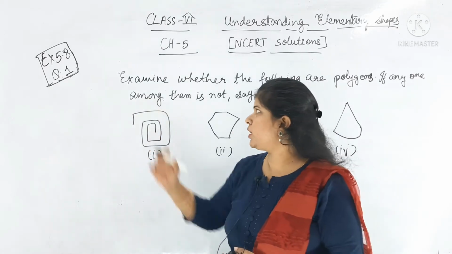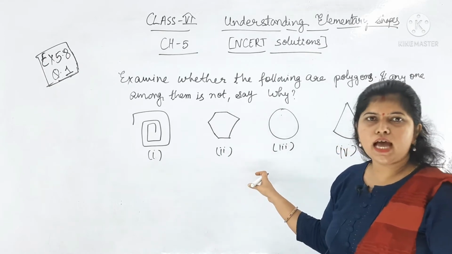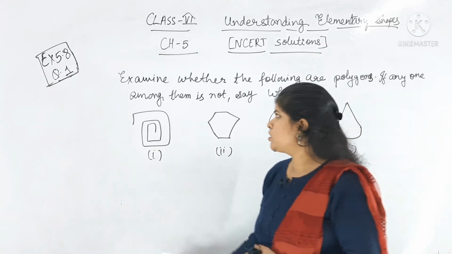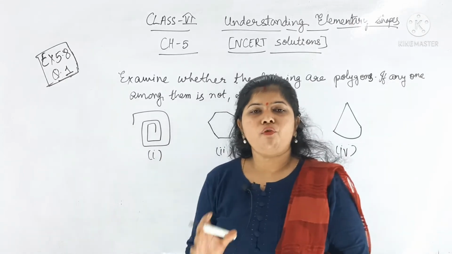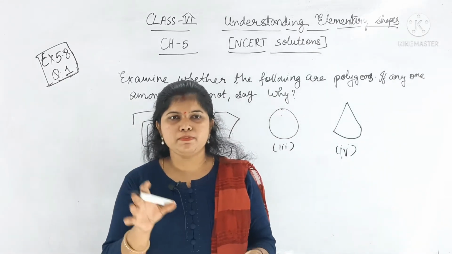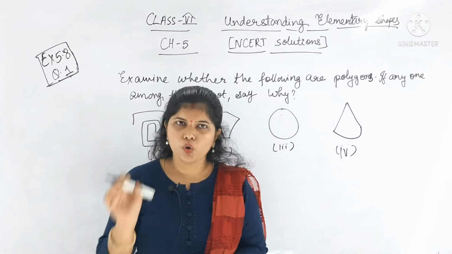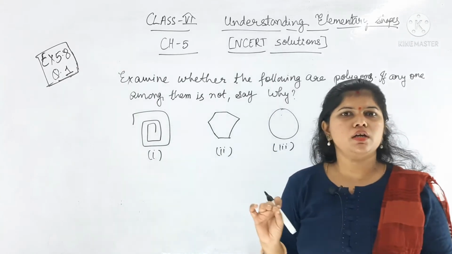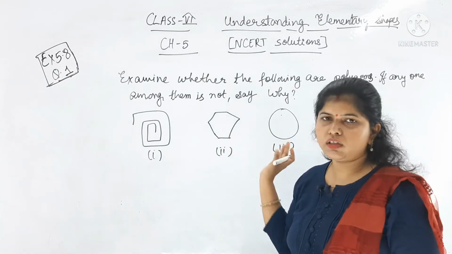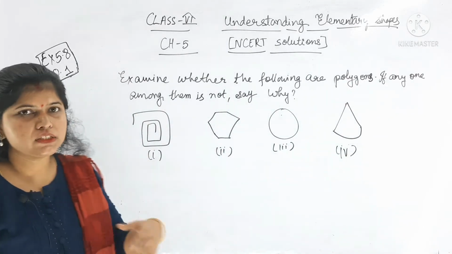So this is your question number 1. You have to examine whether the following figures are polygon or not. Okay, so here I will tell about the polygon. What is the polygon? Polygon is made up of line segments and it should be a closed figure. So remember that definition of polygon. Then you have to see these figures, whether it is satisfied or not.